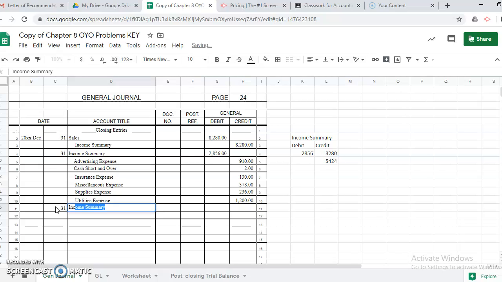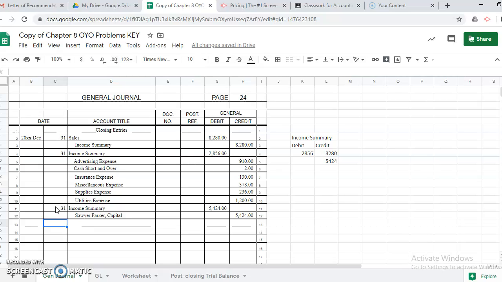So I'm going to type income summary here. And I'm going to credit Sawyer Parker for that amount, which we know that our capital account has a normal credit balance. So when we credit capital for this amount, that's going to increase our capital.